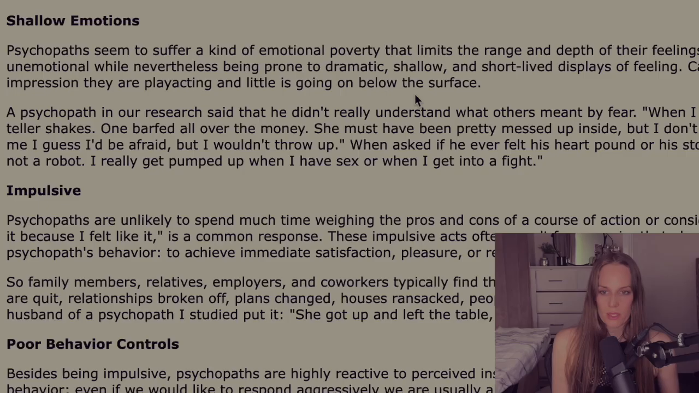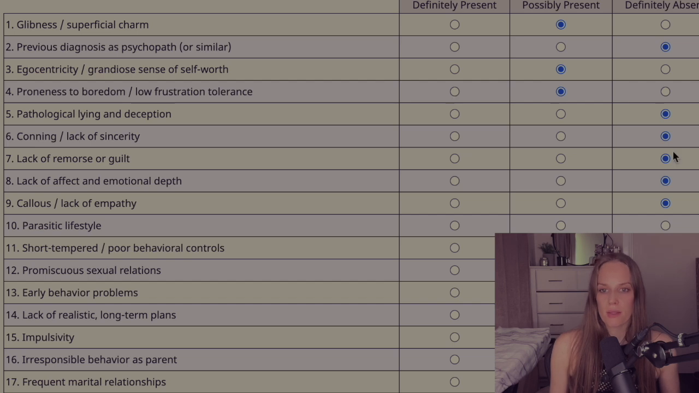I've had some friends describe me as being aloof at times, which I think is the same as being cold and unemotional, but generally, even in those moments, there can be a lot going on underneath the surface. I might be freaking out inside, which seems to be the opposite of what they're saying here, where little is going on below the surface. So yeah, I think I'm right to put definitely absent for that one.